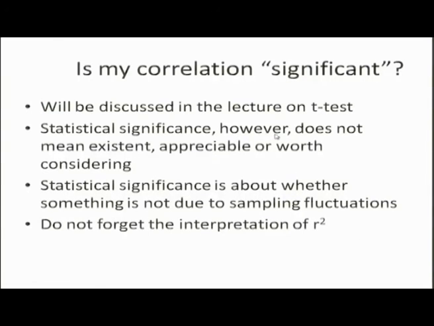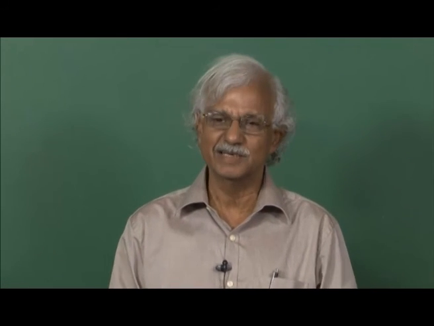Statistical significance, however, does not mean an existent or appreciable or worth-considering relationship. A significant correlation simply means that it cannot be due to sampling fluctuations. Statistical significance is about whether something is not due to sampling fluctuation. I emphasize this part. Do not forget the interpretation of R square. So, in this lecture we have talked about R square, and just introduced the idea of statistical significance of R.